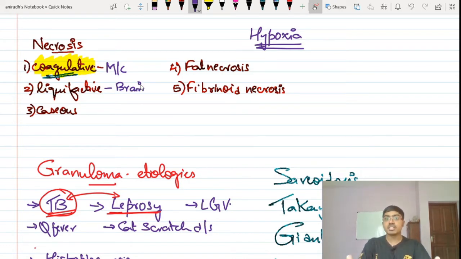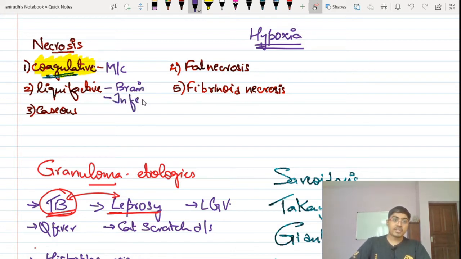Whenever there is cell injury in the brain, the type of necrosis is liquefactive necrosis. So the tissue will become liquefied, isn't it? So that is colliquative necrosis, you can say that. But yes, the tissues will become liquefied, the necrotic matter will become liquefied. This is also seen in infections.